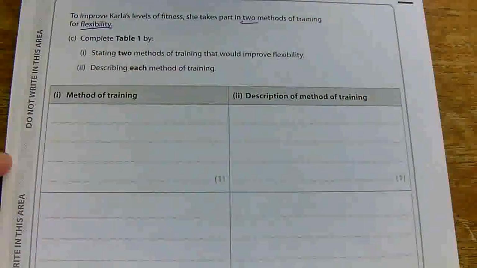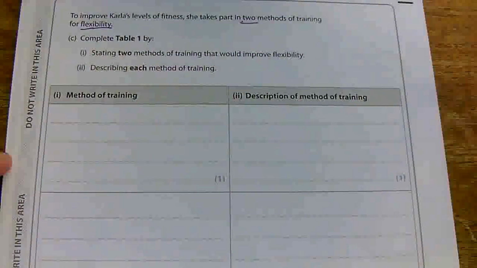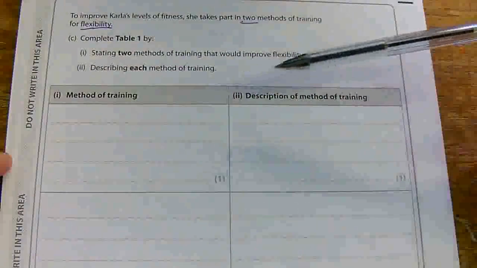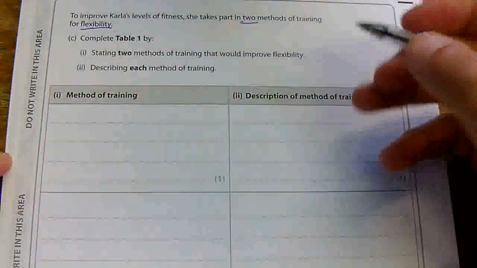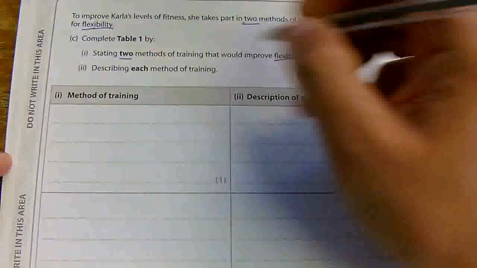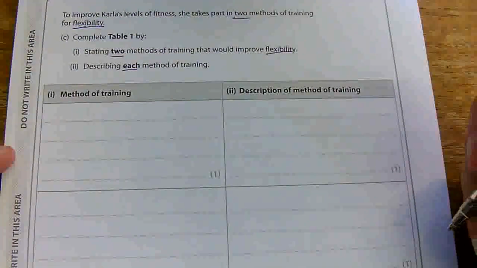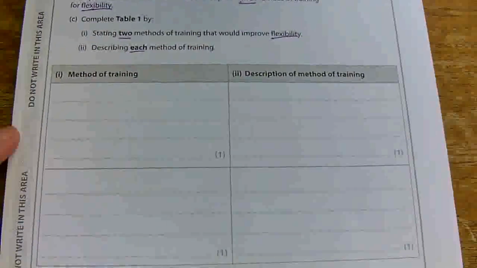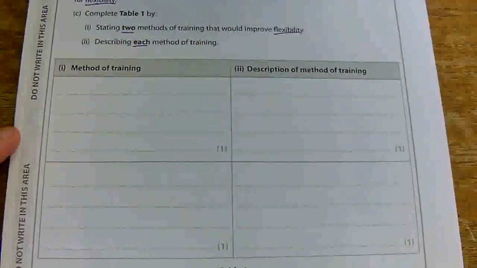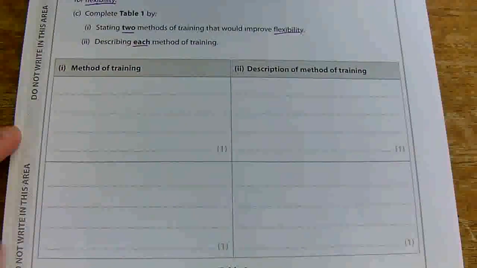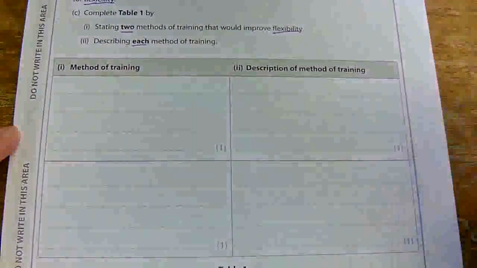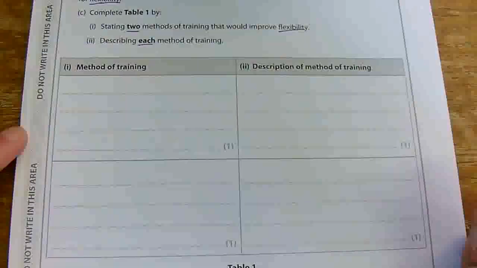To complete table 1, we need to make sure that we are stating 2 methods of training that would improve flexibility. Yes, we've underlined them there, but just to make sure we understand, describe each method of training. If we think back to our actual lesson, we are describing the method of training related to flexibility. So one flexibility training method could be static stretching.